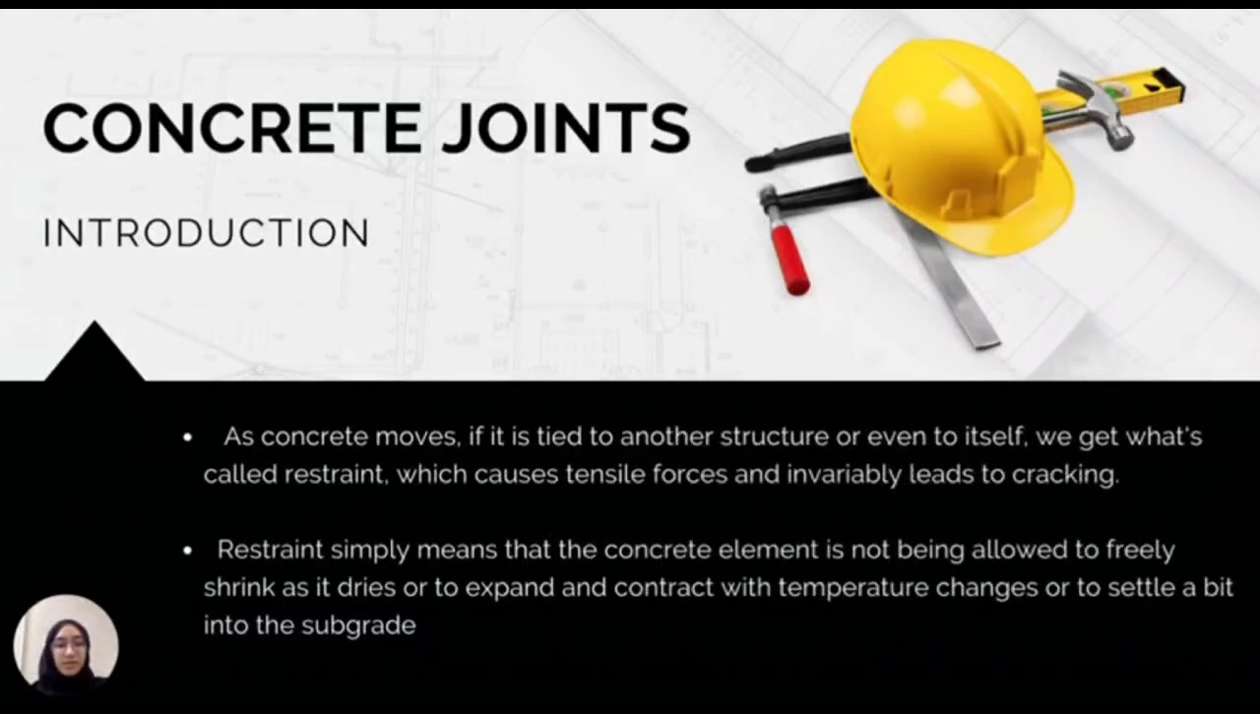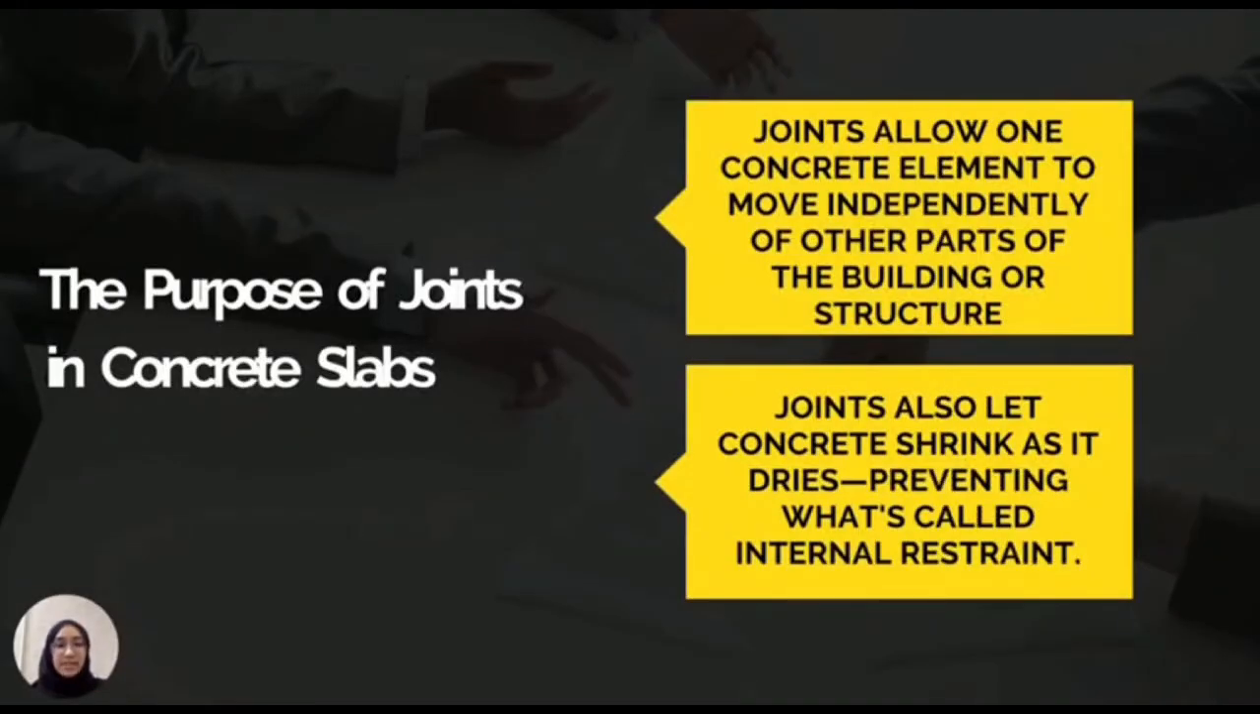As concrete moves, if it is tied to another structure or even to itself, we get what's called restraint. And restraint causes tensile forces and invariably leads to cracking. Restraint simply means that the concrete element is not being allowed to freely shrink as it dries, or to expand and contract with temperature changes, or to settle a bit into the subgrade. There are two purposes of joints in concrete slabs. First, joints allow one concrete element to move independently of other parts of the building or structure. And second, joints also let concrete shrink as it dries, preventing what's called internal restraint.